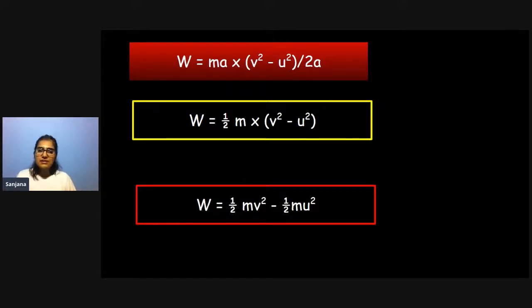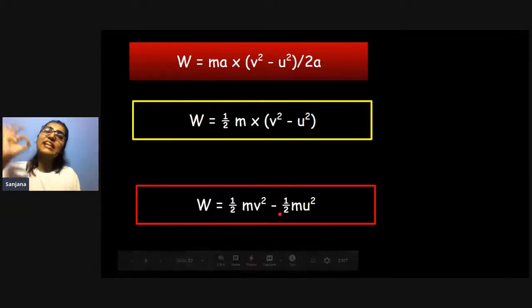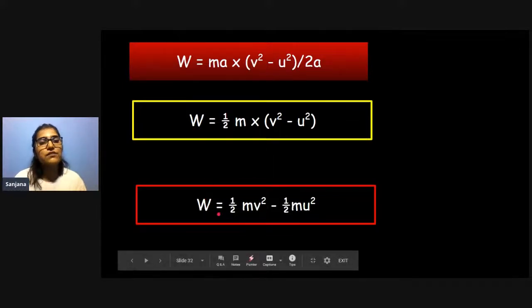Anirudh, you're saying that v is 0. Remember, Anirudh, the initial velocity is 0. The body was initially at rest. If the body is initially at rest, this means that the initial velocity is 0. That is, u will be 0, because initial velocity is denoted by u. And because u will be 0, the second term will be 0. So finally what you get is half mv square. Half mv square is the formula for kinetic energy when the body is initially at rest.